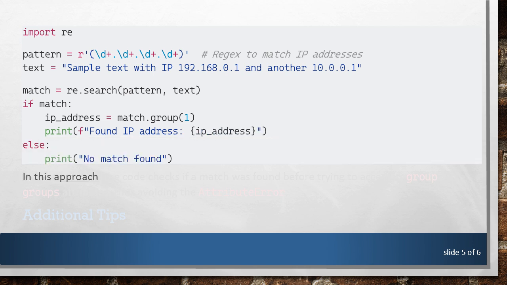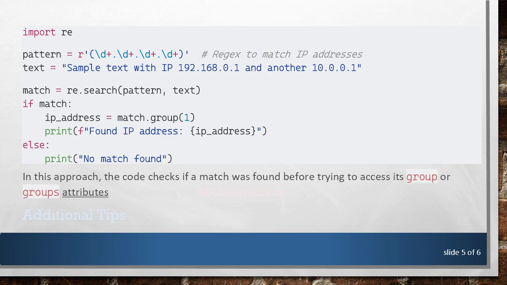In this approach, the code checks if a match was found before trying to access its groups attributes, thus avoiding the attribute error.